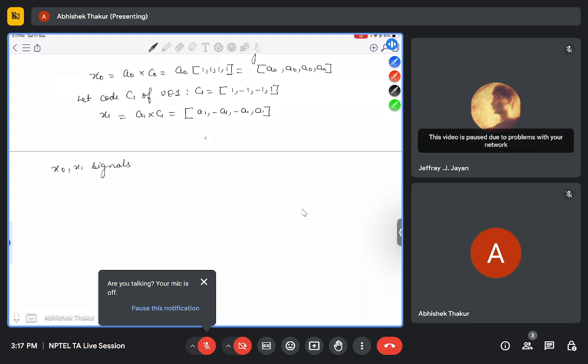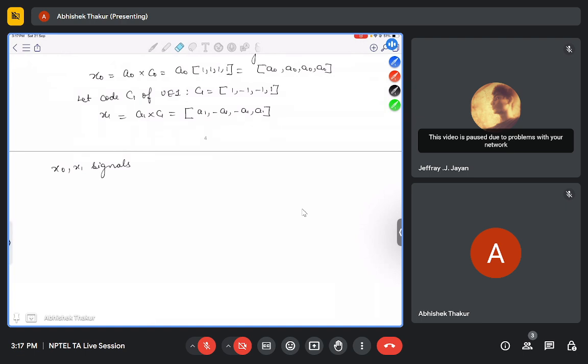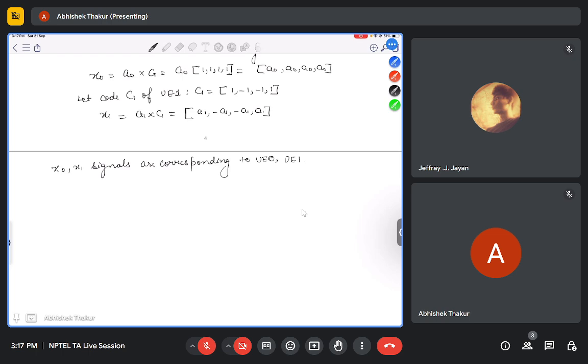These are corresponding to user 0 and user 1. So now it is summed to yield the net signal x. So x is equal to x0 plus x1. So this is the net signal. So x is equal to A0 plus A1, A0 minus A1, A0 minus A1, A0 plus A1.